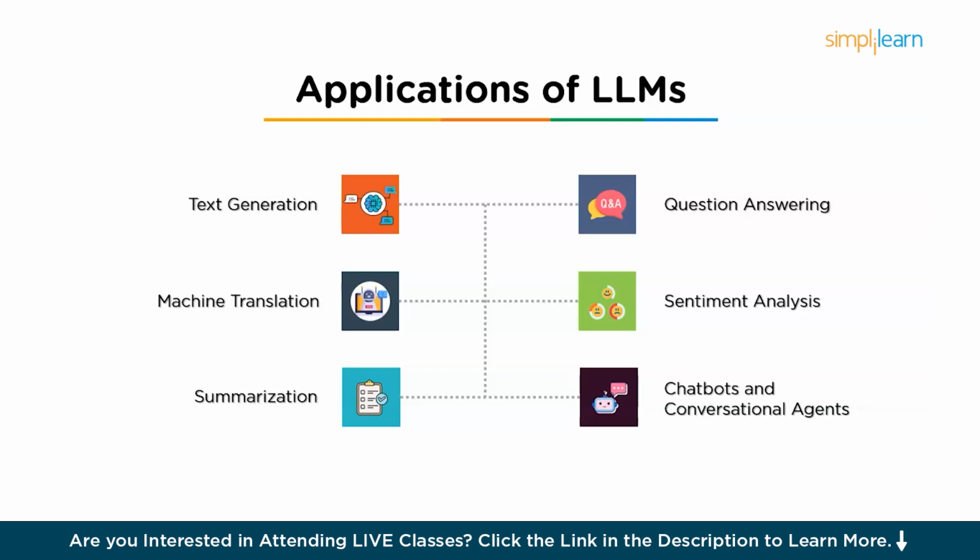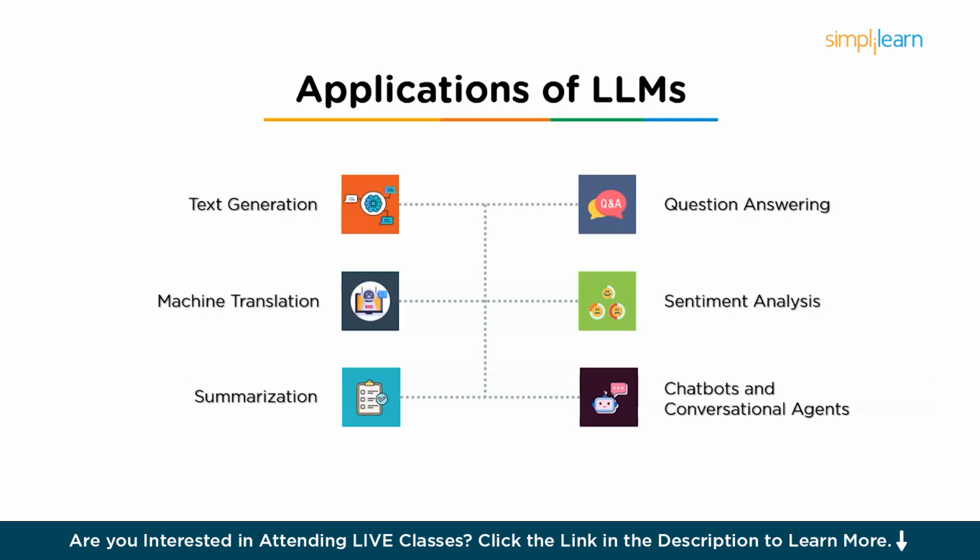So by understanding and processing the context of a question, LLMs can provide precise, relevant answers to a wide range of queries. This application is mainly useful for virtual assistants like Siri, Alexa, and customer service bots. Then it's used in sentiment analysis. LLMs can be trained to classify and interpret the emotional tone of a piece of text, such as detecting whether a tweet or a review is positive, negative, or neutral.